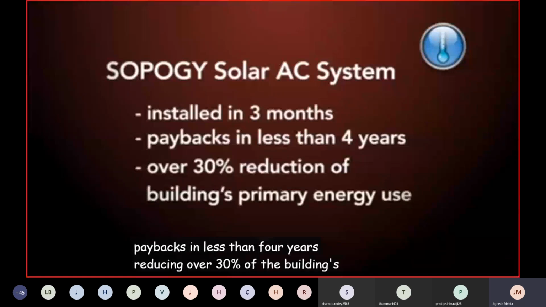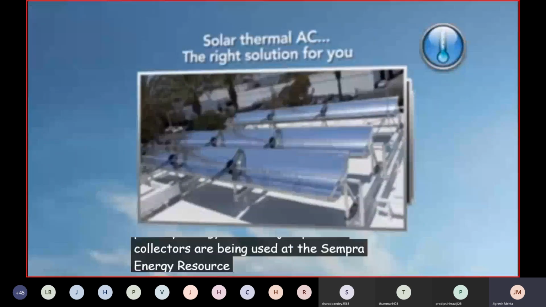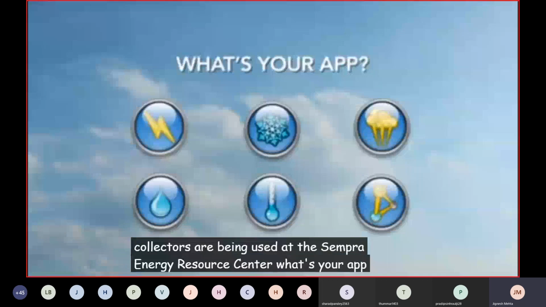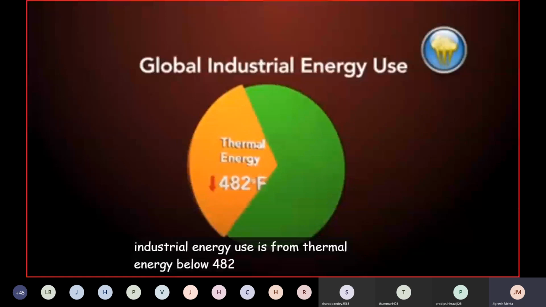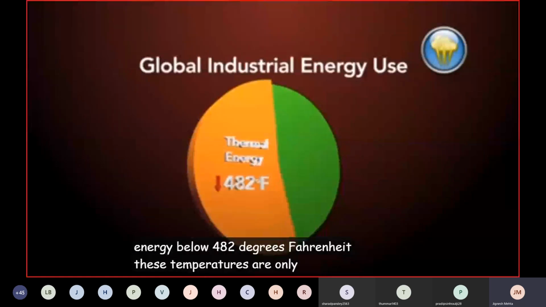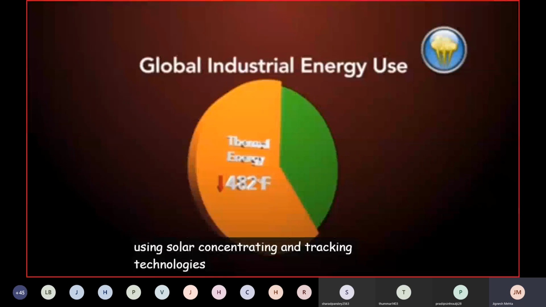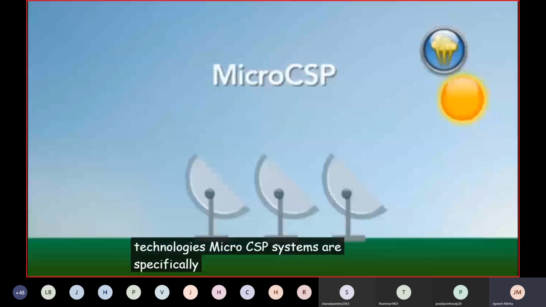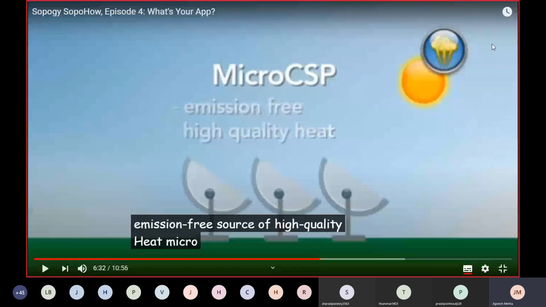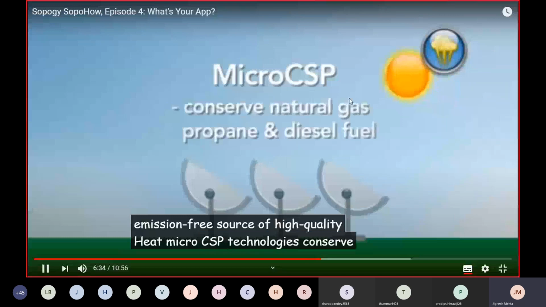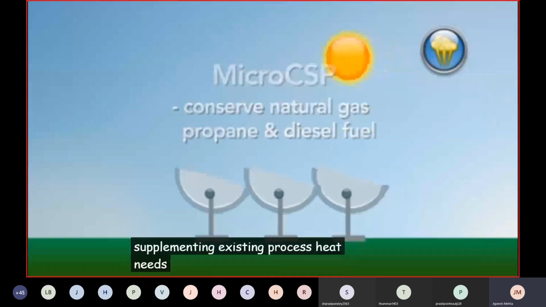What's your app? Solar process heat. Over 60% of global industrial energy use is from thermal energy below 482 degrees Fahrenheit. These temperatures are only achieved using solar concentrating and tracking technologies. Micro CSP systems are specifically designed to provide an emission-free source of high-quality heat. CSP is concentrated solar power. Micro CSP technologies conserve natural gas, propane, or diesel fuels by supplementing existing process heat needs.